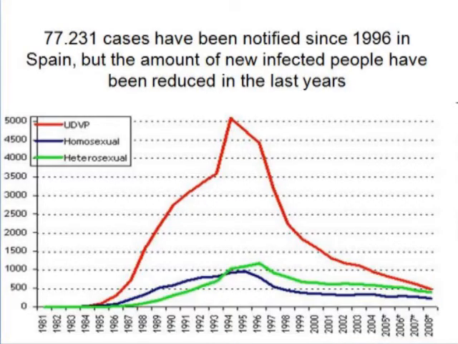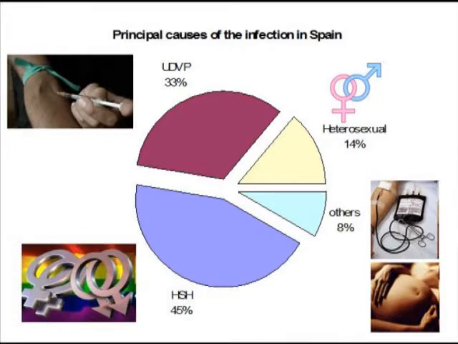These are the cases that have been noticed since 1996 in Spain, but the number of newly infected people has been reduced in the last years, as we can see in the image. The principal causes of the infection in Spain are the sharing of syringes with drugs, homosexual relations, heterosexual relations, blood transfusion, and transmission from mothers to children.